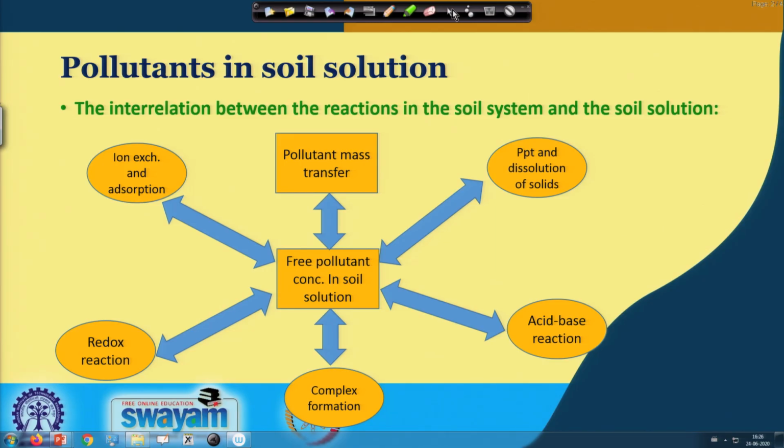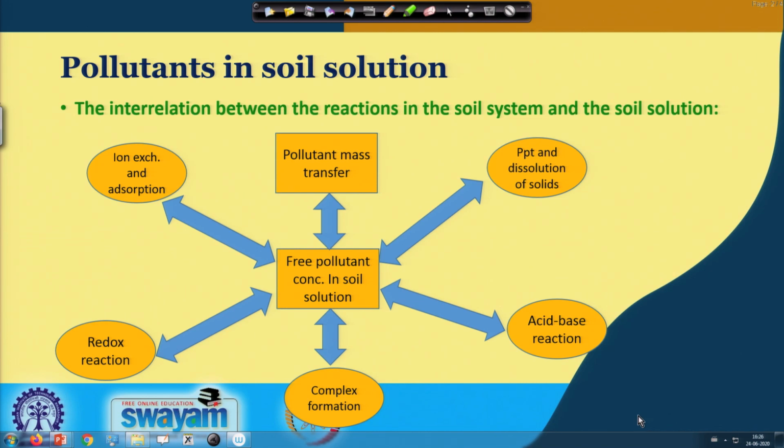But before going to discuss those things, I would just like to give you a quick recap of whatever we have discussed so far. In our first two lectures, we started with the discussion of pollutants in soil solution. I showed you this slide, showing how the free pollutant concentration in soil solution shows different dynamics, and they can be converted to different forms and vice versa.